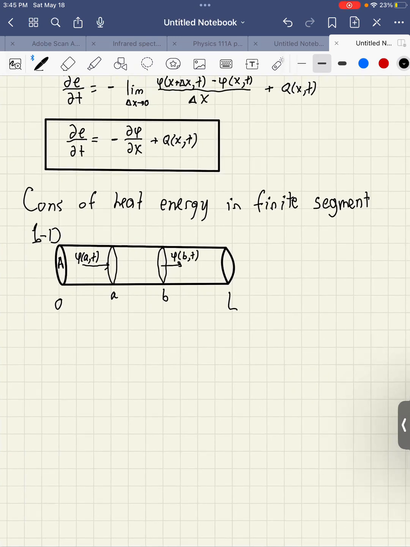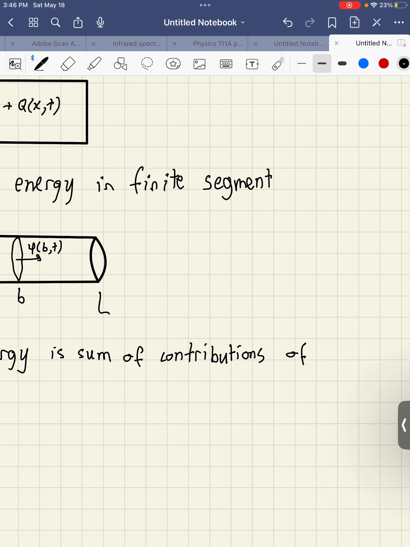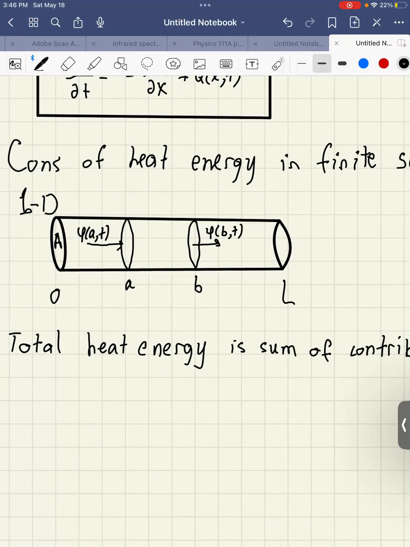So, to find the total heat energy, which is the sum of the contributions of infinitesimal segments, slices.